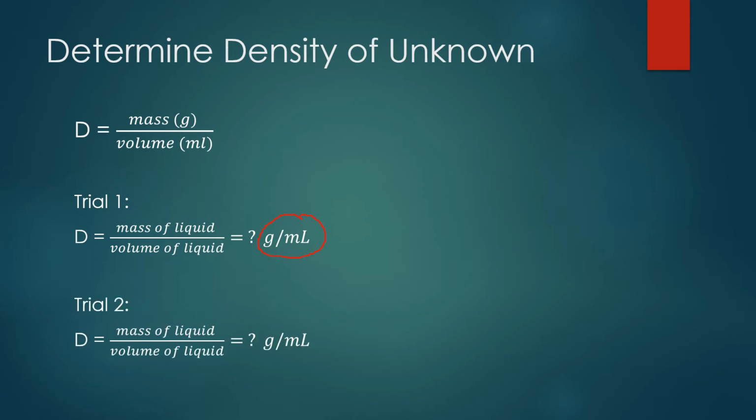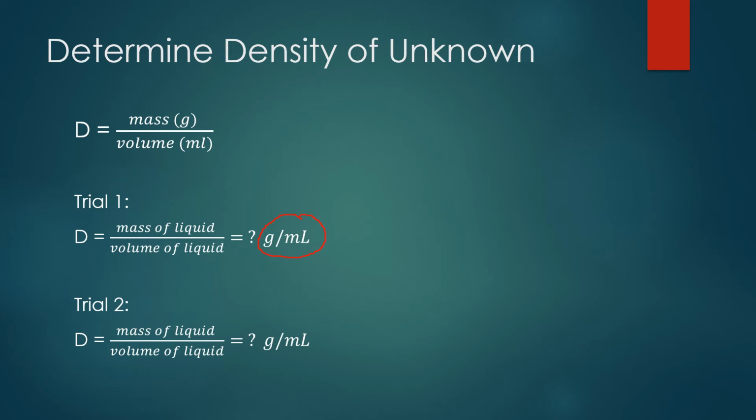You're going to do the same thing for trial 2, but using the data from trial 2. So the mass of the liquid in trial 2 should be greater. The volume of the liquid in trial 2 was a little more than 6 mL. So enter those values in to calculate the density in grams per milliliter for trial 2.